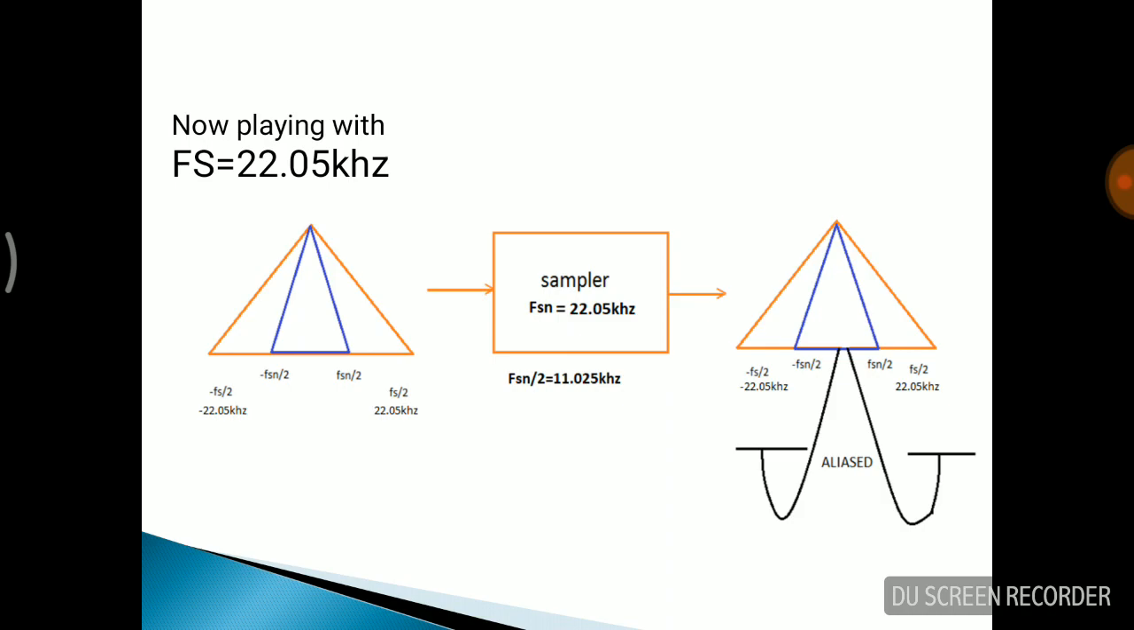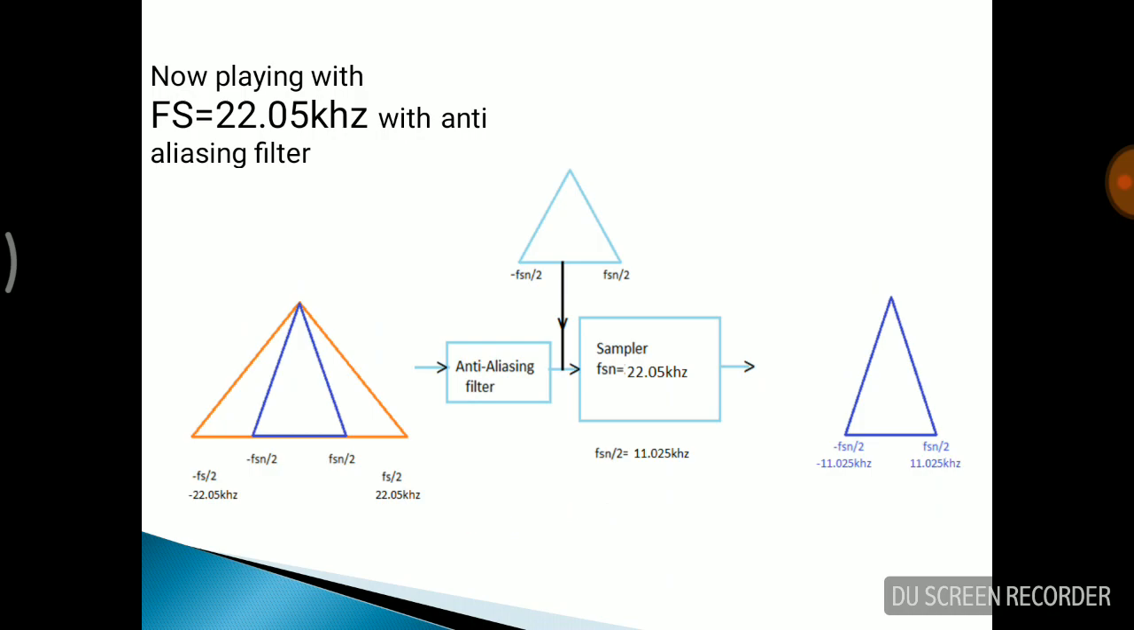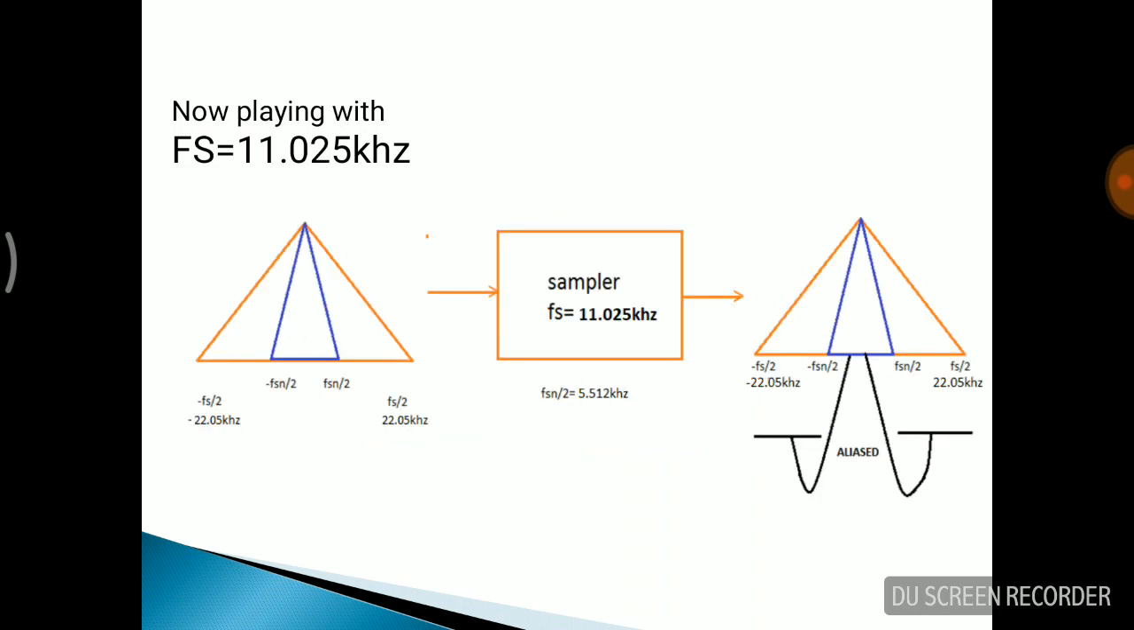When the same 22.05 kHz is reduced by half again, but played using an anti-aliasing filter, this is how it sounds. This is how this frequency is played using an anti-aliasing filter. When the same Fs equals 22.05 kHz is reduced again to 11.025 kHz, this is how the piece of music sounds.